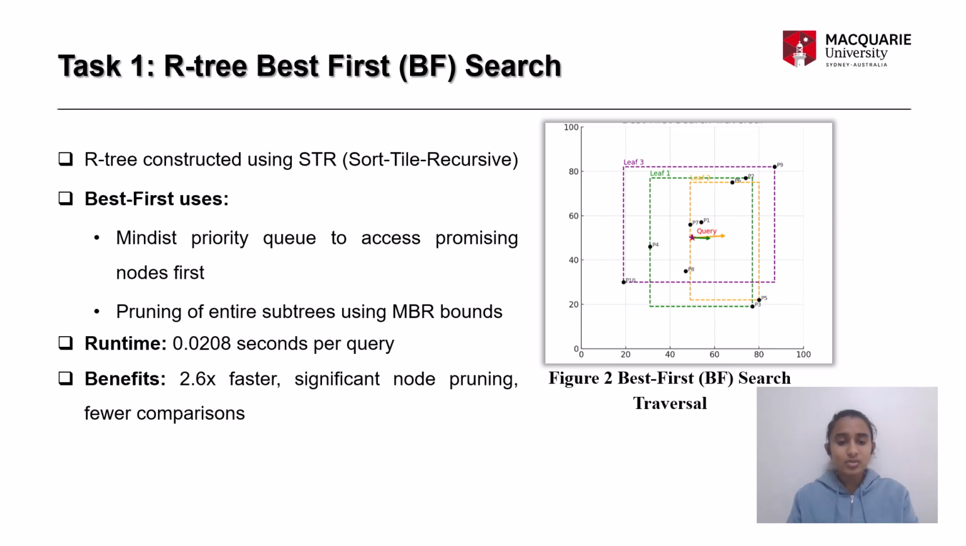R-tree. Next, we implemented the best first search using a manually constructed R-tree. We used MinDist, a minimum distance metric from the query point to bounding rectangles, combined with a min heap to explore only the most promising nodes. The traversal always selected the closest unvisited node first, allowing us to prune irrelevant subtrees early. This drastically improved performance, reducing the average time to 0.0208 seconds per query, a speedup of approximately 2.6 times over brute force.